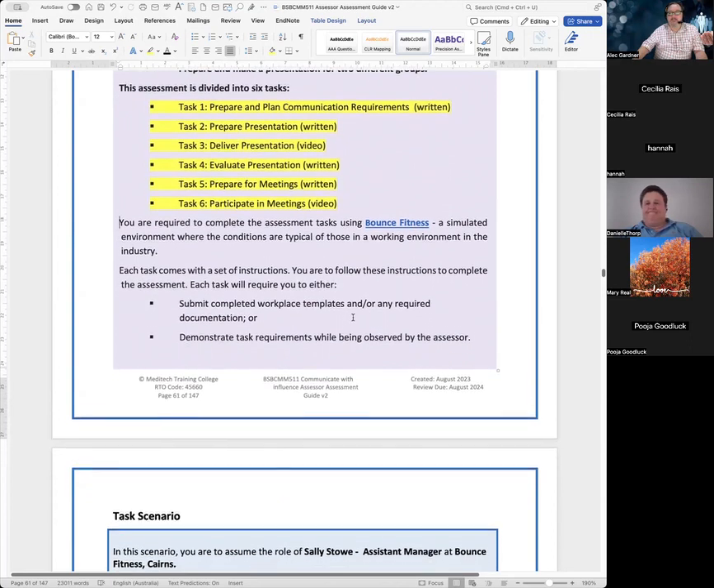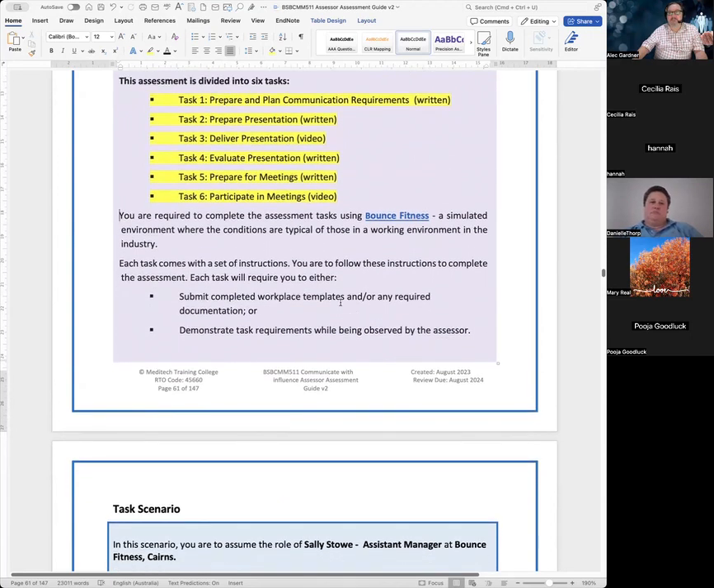So are we recording 2 meetings or just 1? 2 meetings and 2 presentations, or 1 presentation, 1 meeting? It only says deliver presentation. So we don't see plural. And participate in meetings, which is 2. So deliver presentation, 1. Participate in meetings, video is 2. So that's what I'll be looking for.